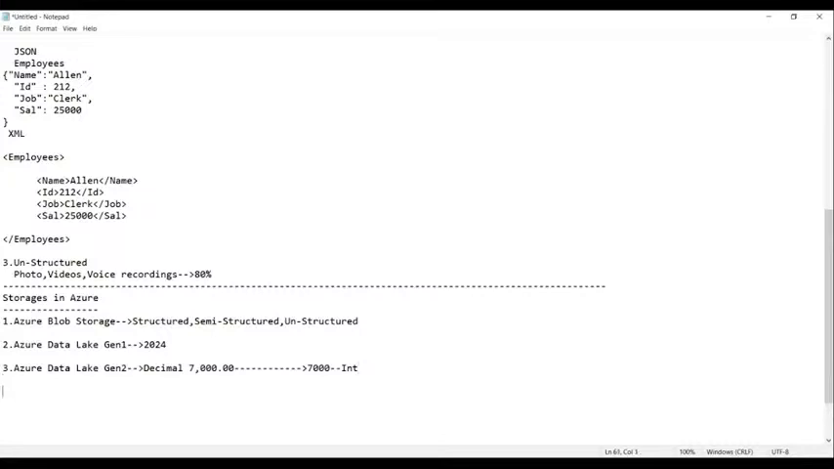Guys, apart from this, you also have the next one, which is called Azure SQL Database.